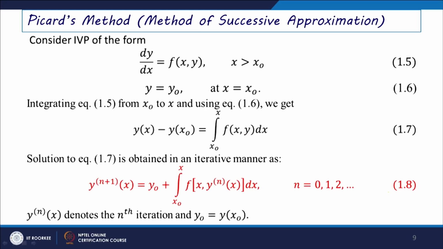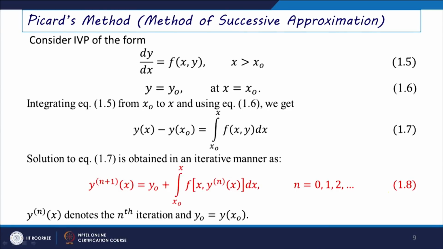So if we go further, how can we use a numerical method for such a class of initial value problems? The first method we have considered here is Picard's method, which is especially called the method of successive approximations. In that case, consider an initial value problem in the form dy by dx equals f of x, y, where x is greater than x0, and y equals y naught at x equals x0, which is the initial condition provided here.